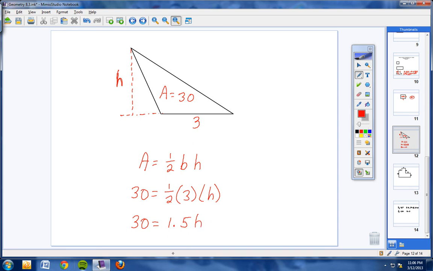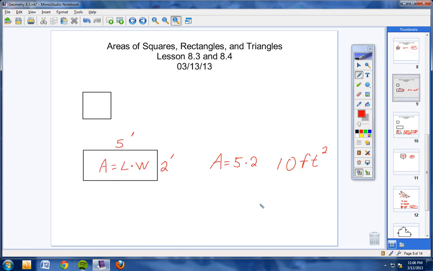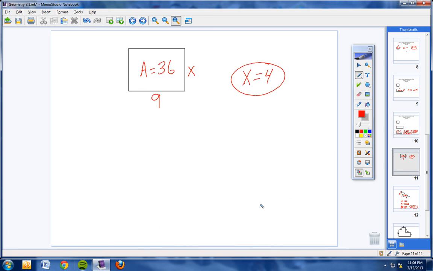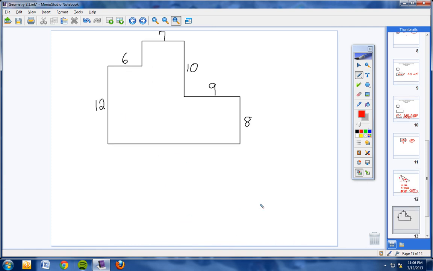1.5h, okay? And then we're going to divide both sides by 1.5. So we divide this side by 1.5, and we divide this side by 1.5, and you should get 20 for your answer. So sometimes, let's go back real quick. Sometimes I'm going to ask you to find the area of a square or a rectangle or a triangle. Sometimes I will give you the area and I'll ask you to find a missing side or a missing height. And then lastly, sometimes I will give you some really difficult area problems like this.